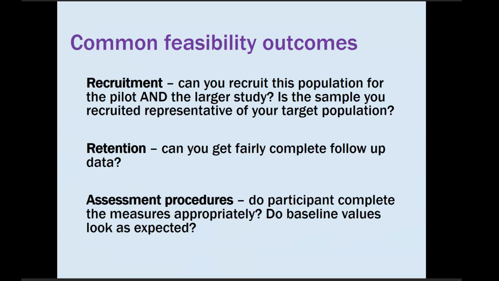Also retention. Can you get fairly complete follow-up data from your participants for the time points that you're going to want to retain them for? If your pilot study is a two-arm pilot trial, do you get similarly high and similar retention across the 2 treatment arms? Are there people that you're losing that makes it so that you have biased follow-up in a particular way?